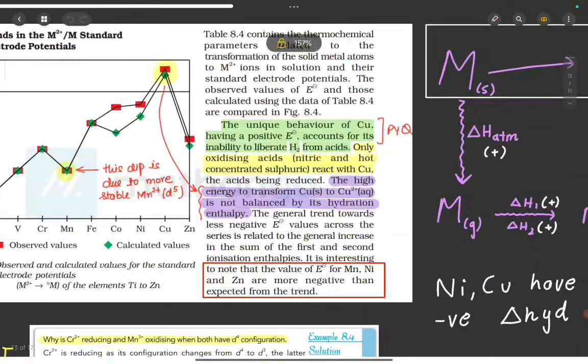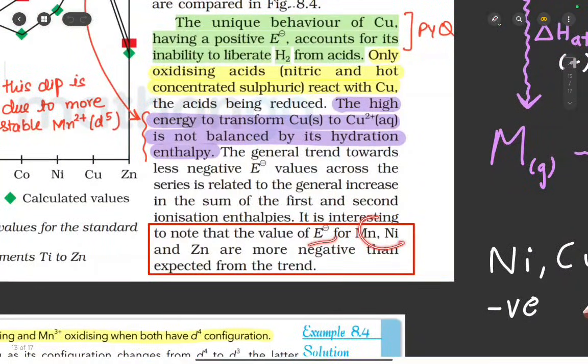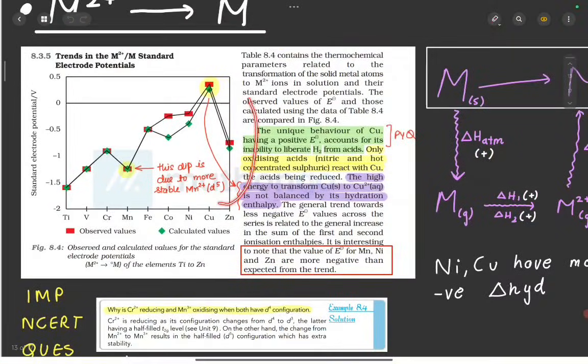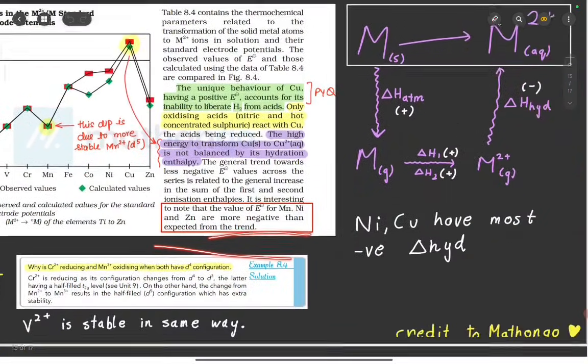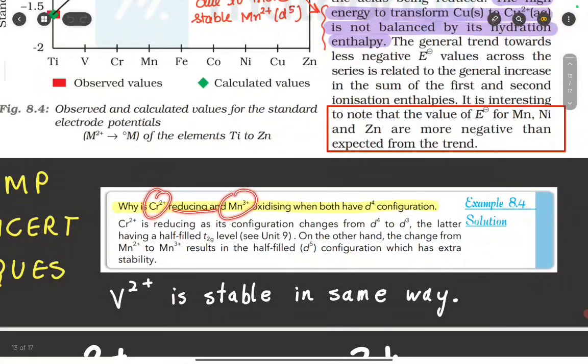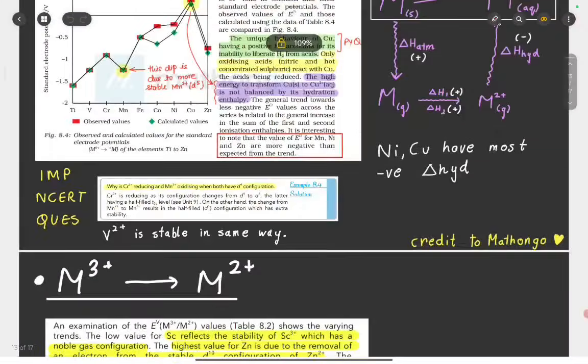Okay. And note that the E naught value for manganese, nickel, and zinc are more negative than expected, which means they have lesser tendency to go into their metallic forms than we calculated theoretically. Okay. Remember this as a general point. Now this is done. Why is chromium 2 plus reducing and manganese 3 plus oxidizing? Basically, this has something to do with the geometry.